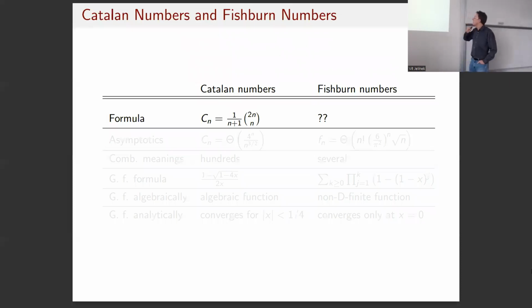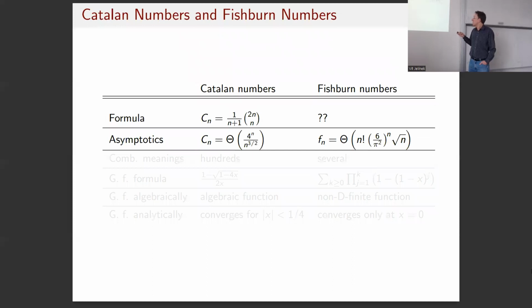But I will begin by pointing out that Fishburn numbers really do not seem to be very closely related to Catalan numbers. For Catalan numbers, there's an explicit formula. For Fishburn numbers, as far as anyone can tell, there really isn't anything of the sort. Asymptotically, Catalan numbers grow roughly like 4 to the n divided by some polynomial factor. Fishburn numbers are much larger. They grow like a factorial times exponential terms.